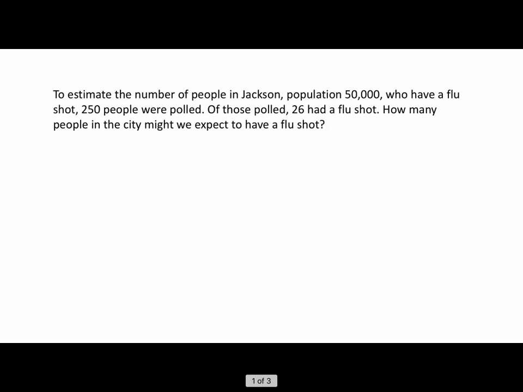So we're looking at the poll and everyone in town, so total population, let's say. And we want to make a comparison between them. We want to say that those numbers should be in proportion, right? Whatever you get from your sample, you would expect to apply to the population in general.